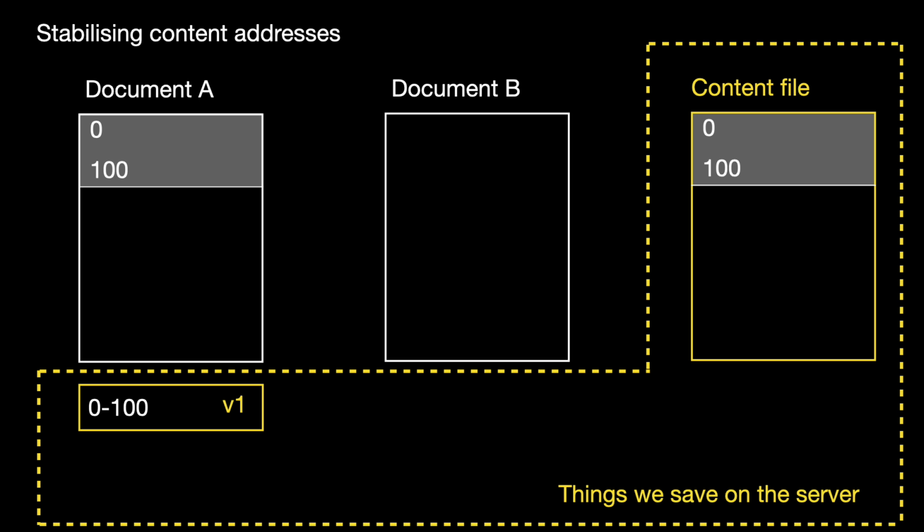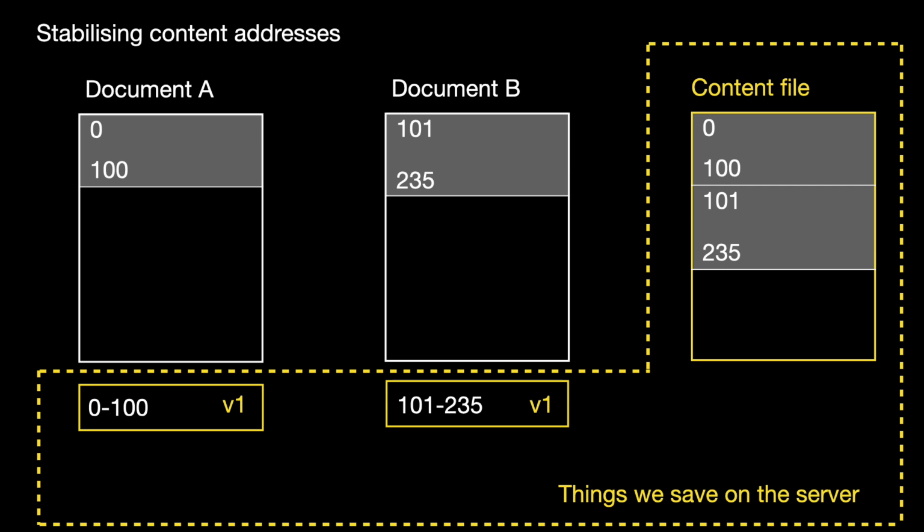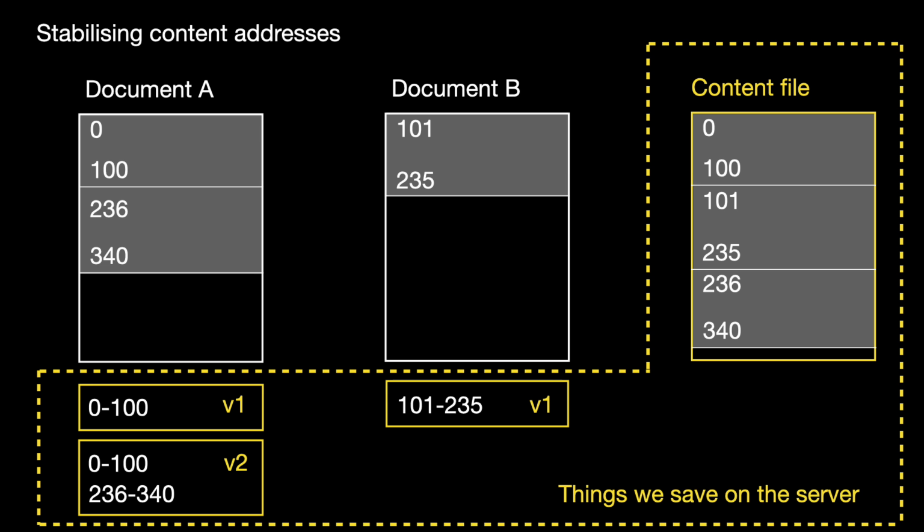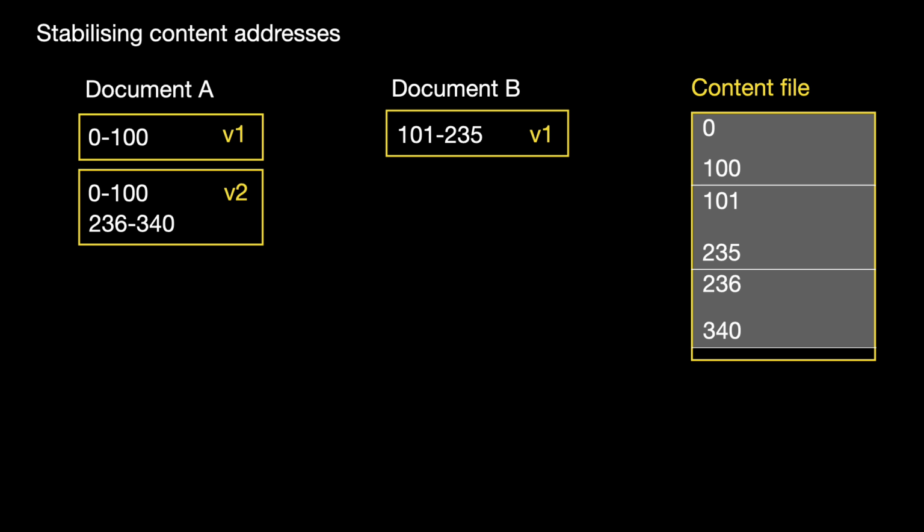Now let's say we want to add some text to document B. Again, we add the text to the content file and then store the new range in document B. Now suppose we want to add more text to document A. Once again, we add the text to the content file. But this time, we create a new version of the document that now contains two ranges. A record that contains a list of text ranges is called an EDL, or Edit Decision List. The term comes from cinematography.